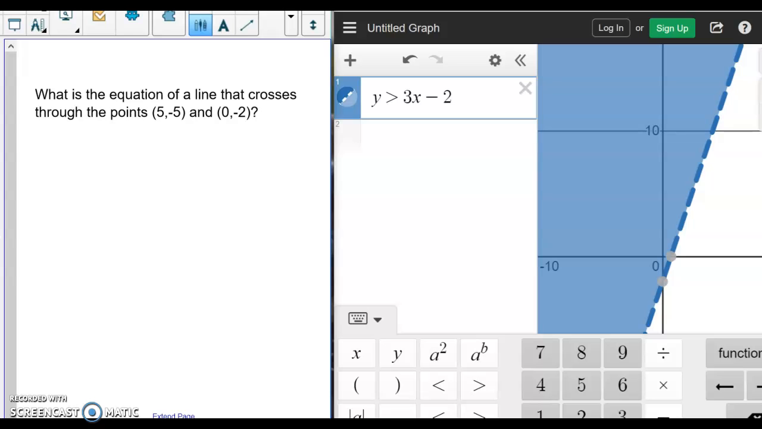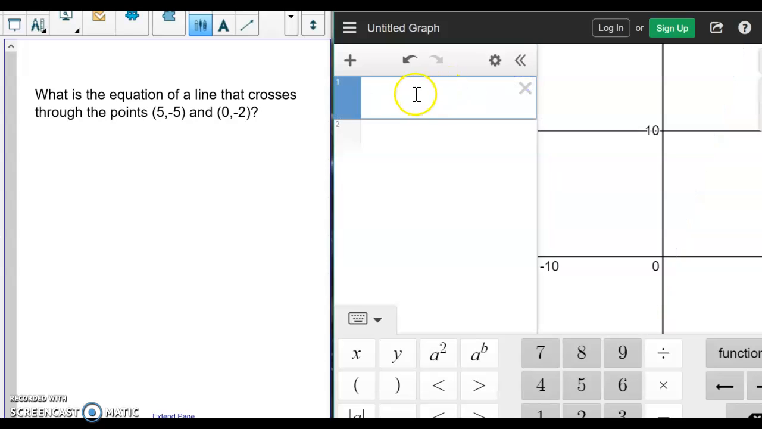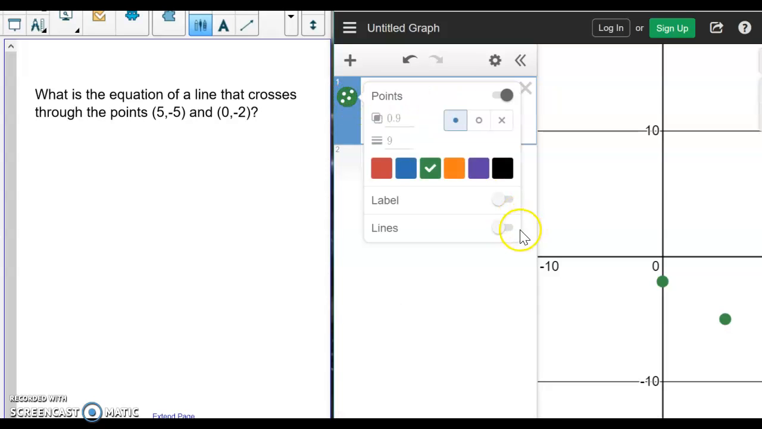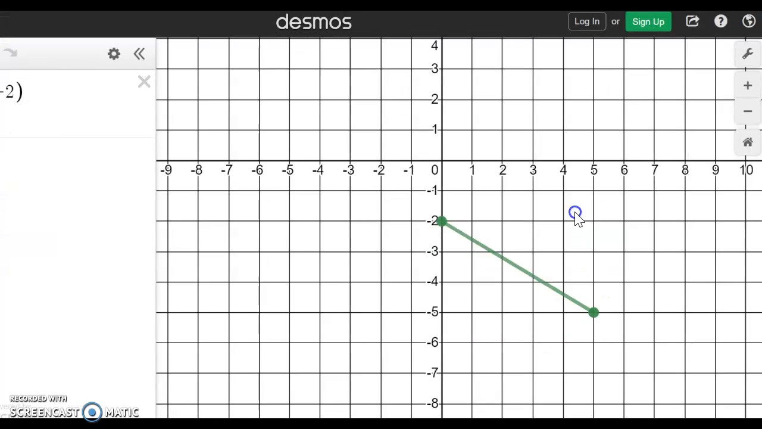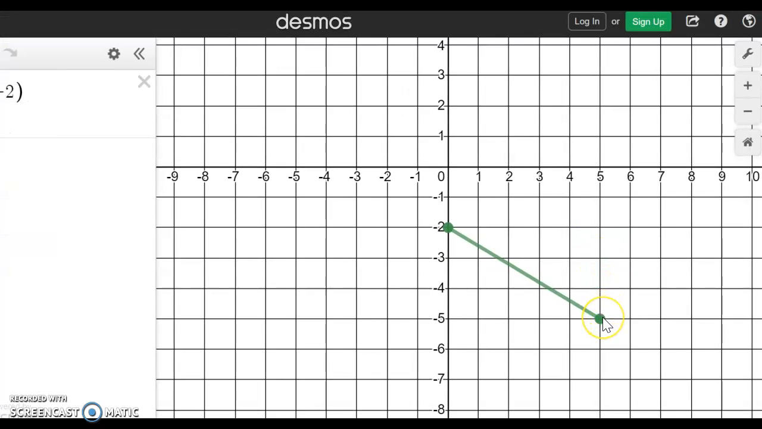What is the equation of a line that crosses through the points (5, -5) and (0, 2)? The first thing we want to find out is our slope. So to find slope in Desmos, we type the points in one line in Desmos. And I make sure I put my comma here. I want to hold this down for a second and turn on my lines. And now I'm going to make this a little bit bigger so we can see. And now I can find my slope.